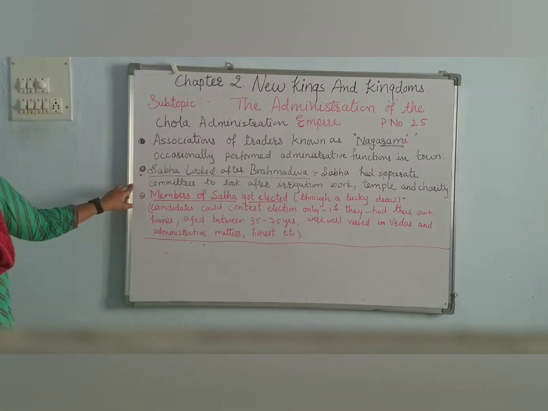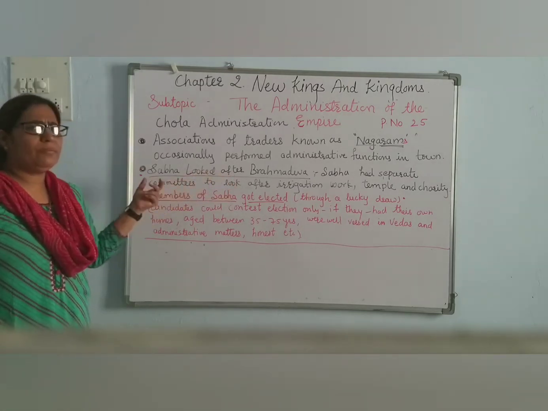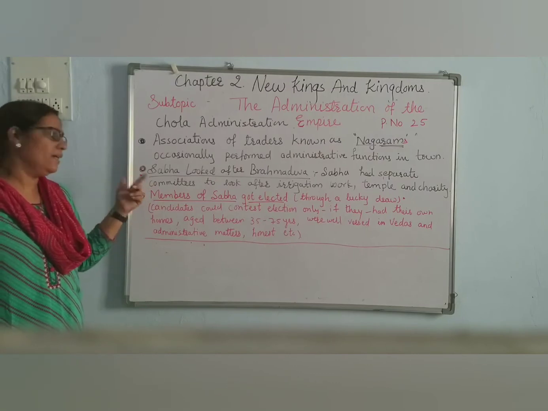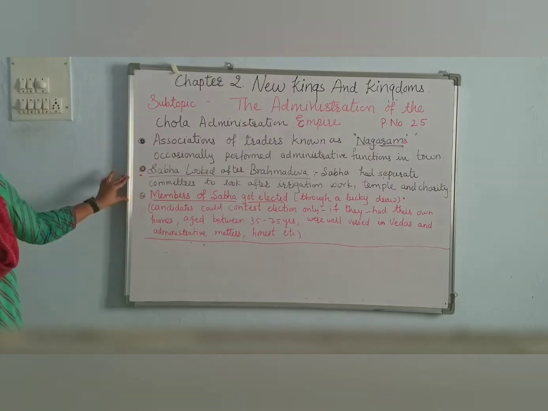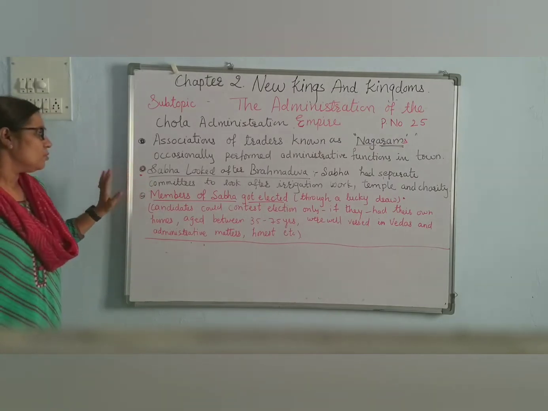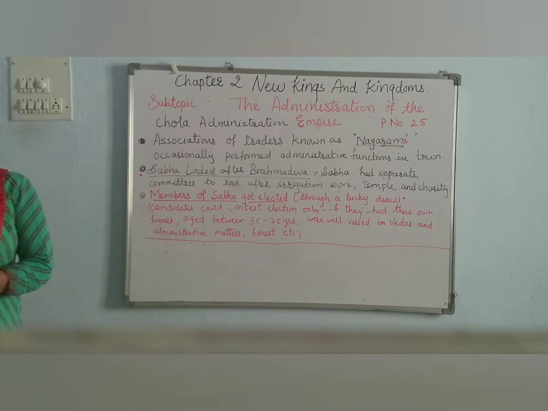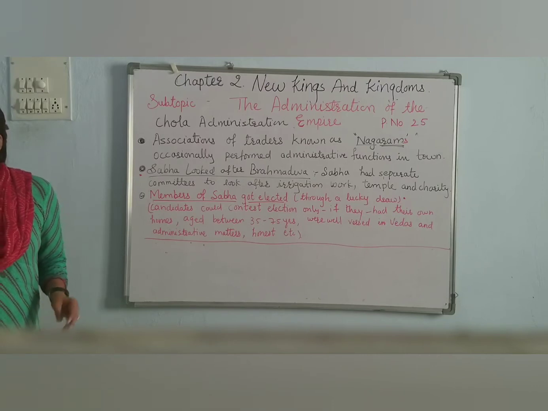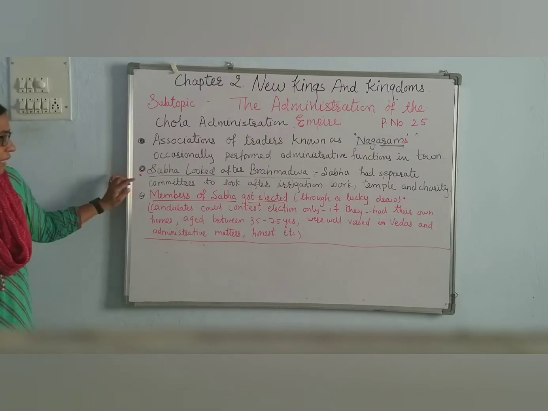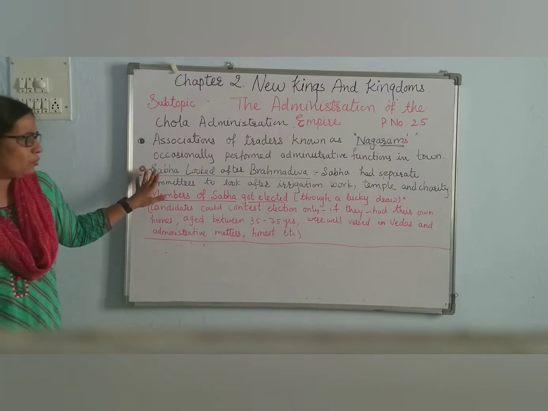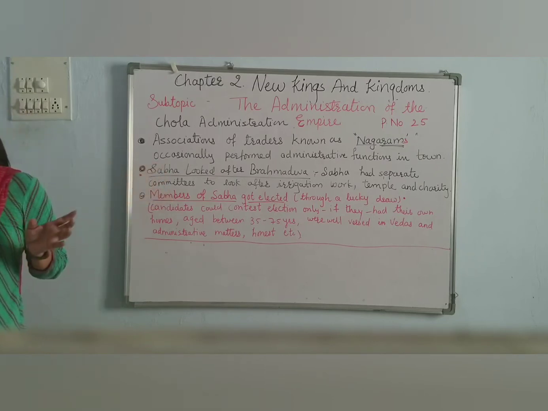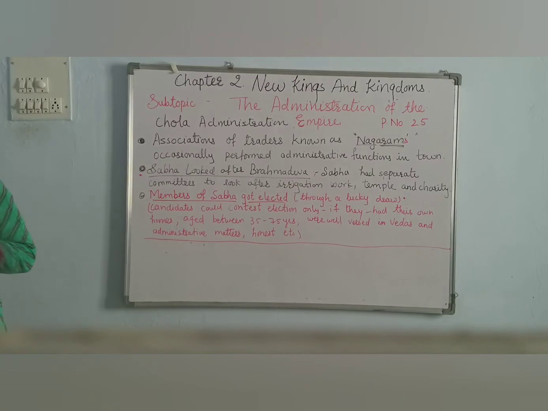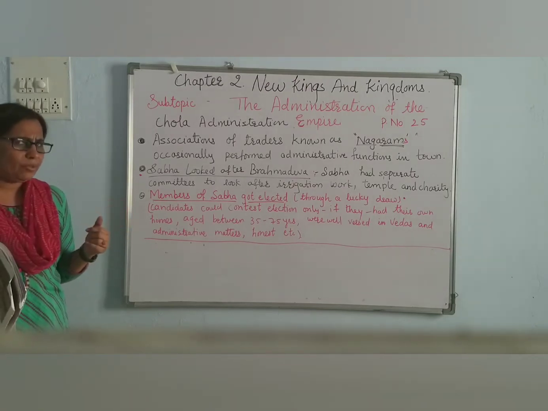Then the Sabha looked after the Brahmadeva. Brahmadeva means the Brahmins who were gifted land. What was their function? We are going to see from the inscription of Uttaramerur, Chengalpattu district of Tamil Nadu, which provides a detailed account of how the Sabha was organized. One example is given in your textbook on page number 27. You have to read the full example, inscription and text, and you will get all the details about this.